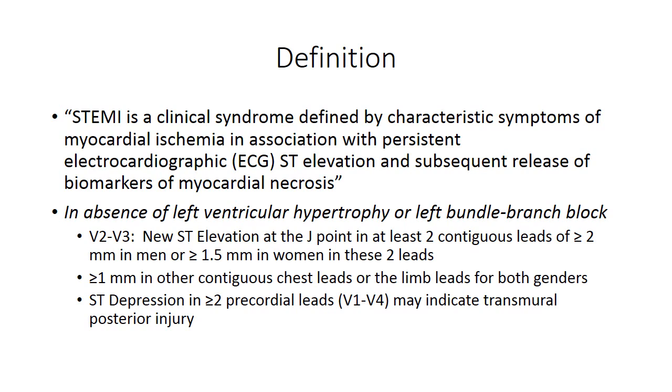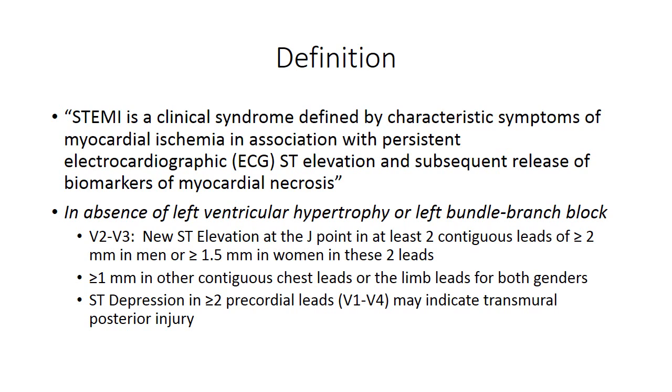So here they describe STEMI as a clinical syndrome defined by characteristic symptoms of myocardial ischemia in association with persistent electrocardiographic ST elevation and subsequent release of biomarkers of myocardial necrosis. So this is particularly referring to troponin. So here they highlight history, ECG, and biomarkers. Two key things that often skew the interpretation in the ECG are left ventricular hypertrophy or left bundle branch block.